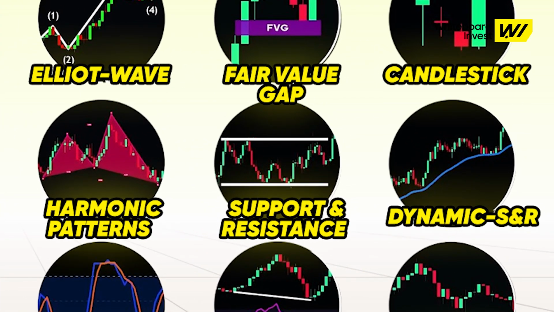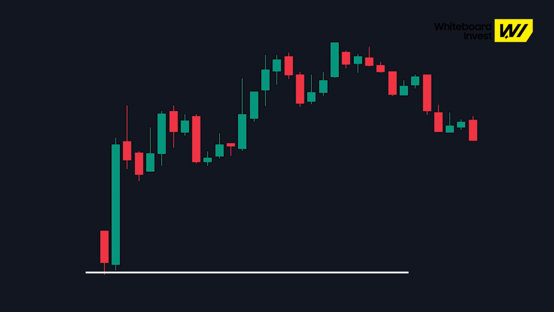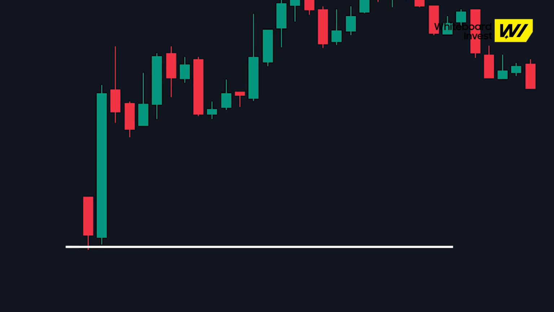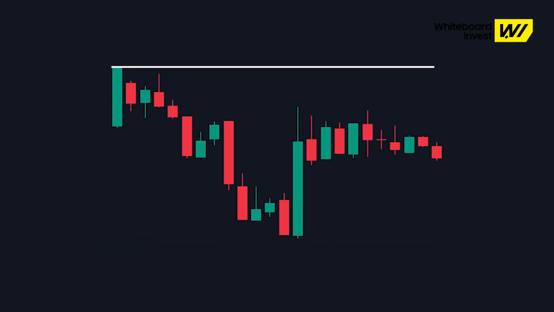Support and resistance are key horizontal levels where the price has previously bounced and may bounce again in the future. If the level is below the current price, it is called support, and traders might take a buy position when the price approaches it. If the level is above the current price, it is called resistance, and traders might take a sell position when the price approaches it.